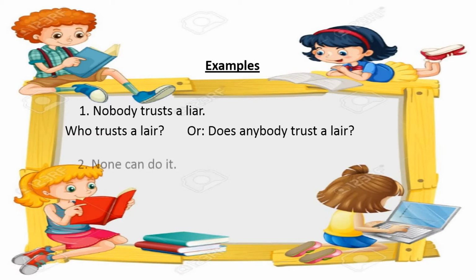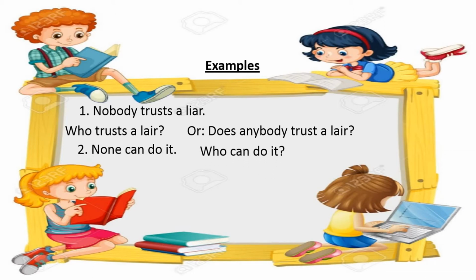So let's have another example. None can do it. Okay, so in that case you know that: everyone, nobody, no one, none. So in that case we can find none. So instead of none you can write who. So who can do it? Or you can write in such a way, can anyone do it? So just write the auxiliary verb before the subject and the affirmative word of none. So none, affirmative word, anyone. So can anyone do it?